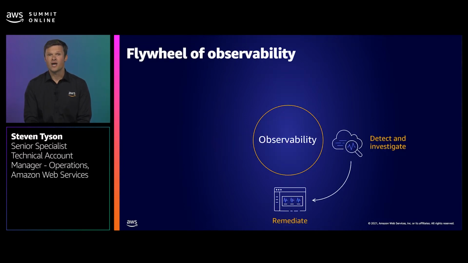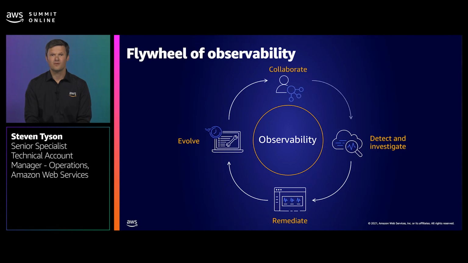Now, here is a common diagram you see a lot at Amazon, the flywheel. And in this example, the flywheel represents the growth and continuous development of observability. The idea here is that the more you perform these steps in your flywheel, the faster your flywheel spins and the better you get at observability. So let's start with detect and investigate.